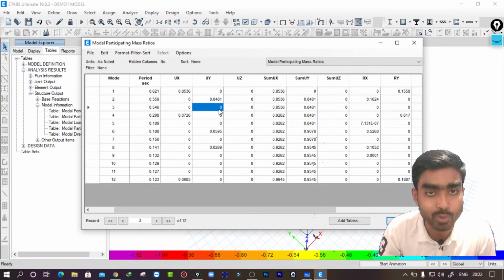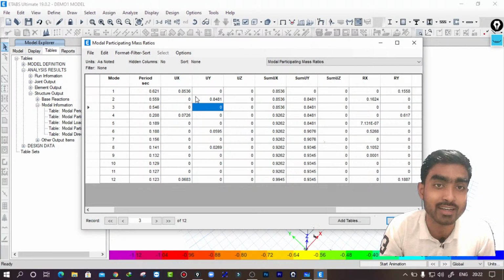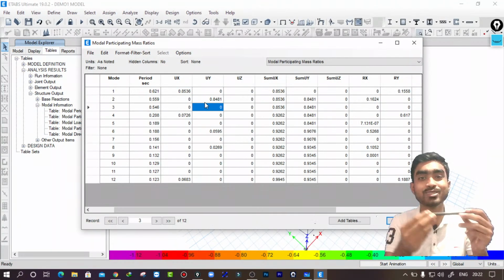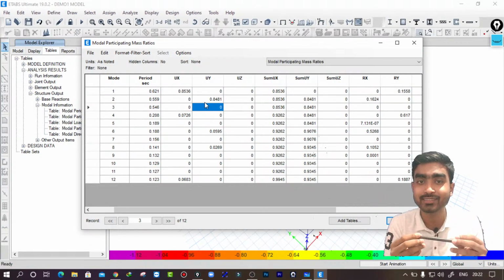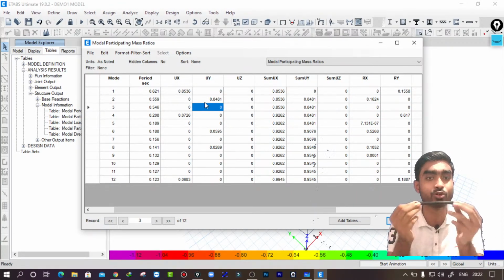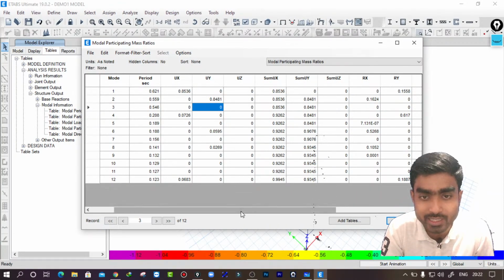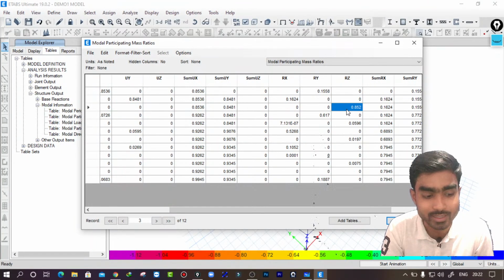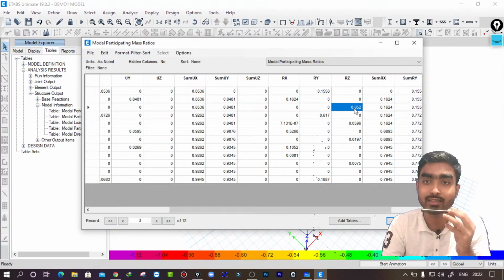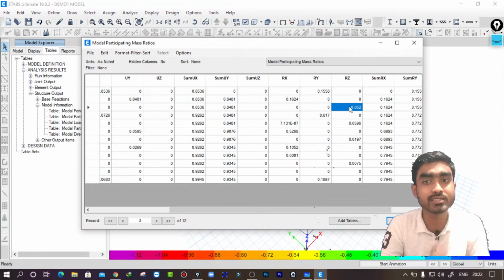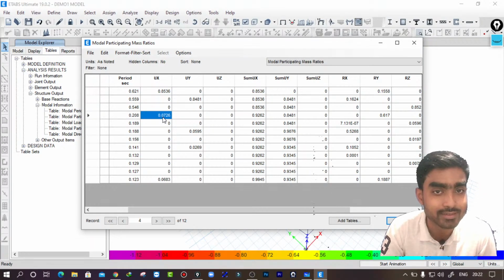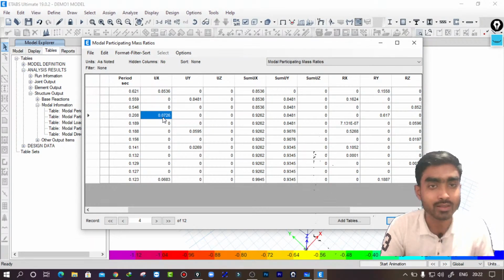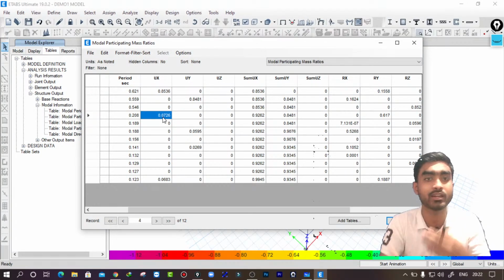And if you see the third mode, there is no mass participation in the translational direction. That means the structure is not moving along the x or y direction. What I have told you, in the ideal case the third mode will be a rotational motion, right? So if you see the RZ here, the participation in the rotation is 85%. That means in the third mode we are getting the rotation. So this is the ideal case here. Again, the next mode will be translational along x. See here. So this way it will be a repetitive process.